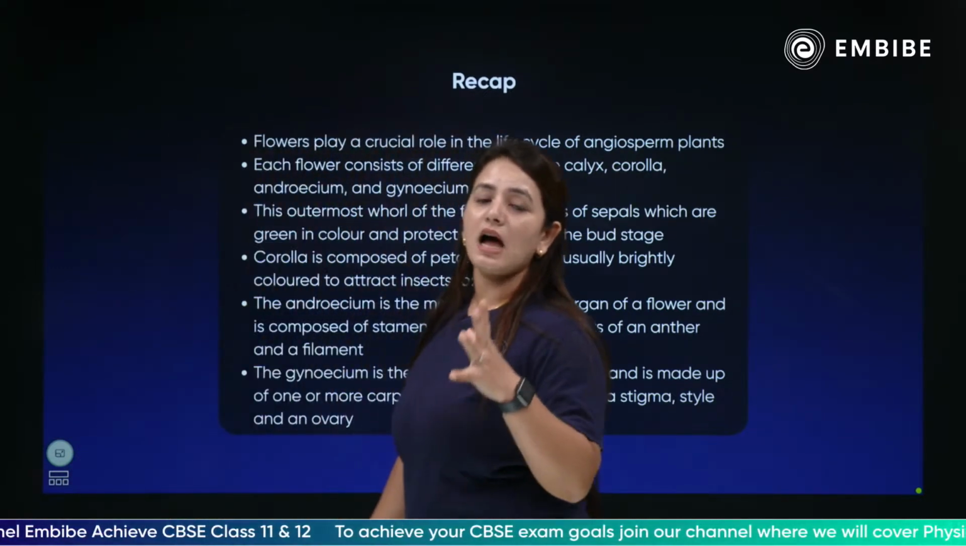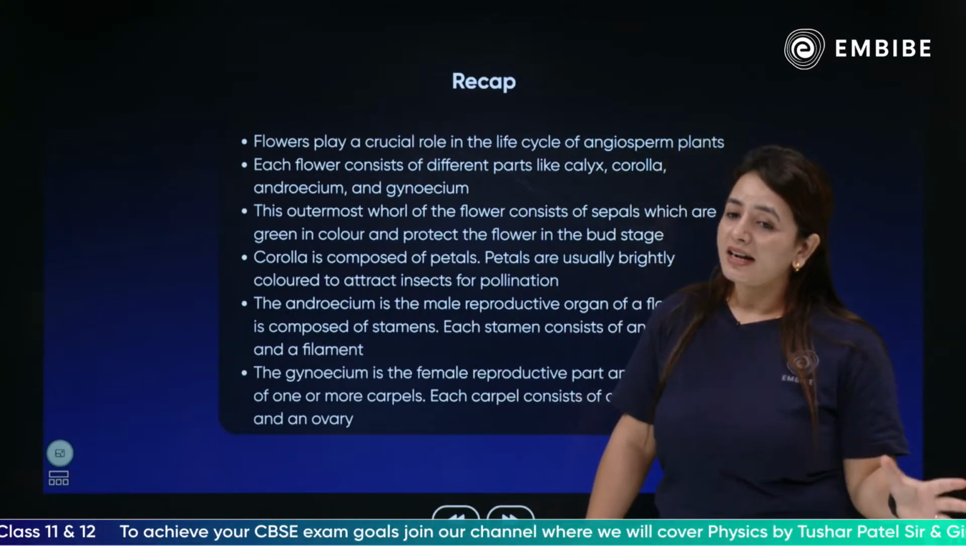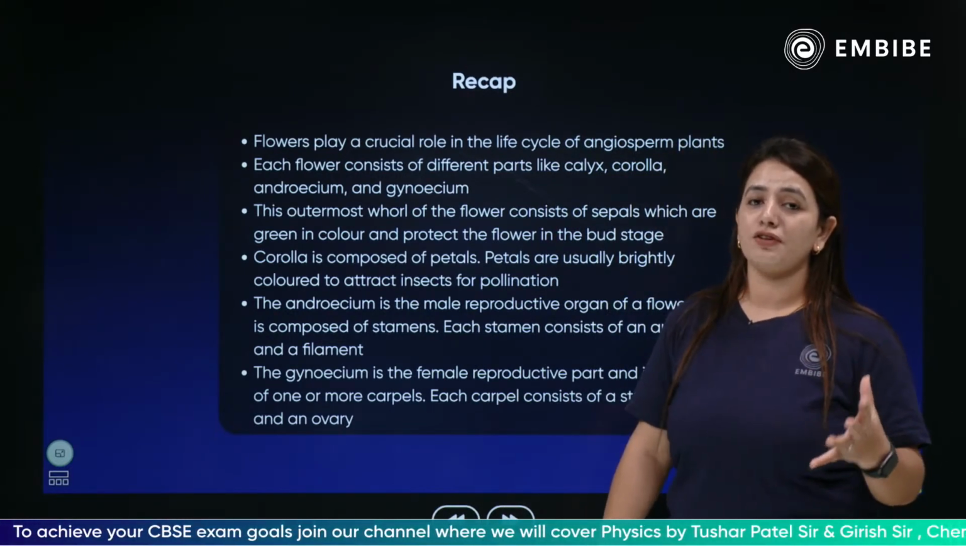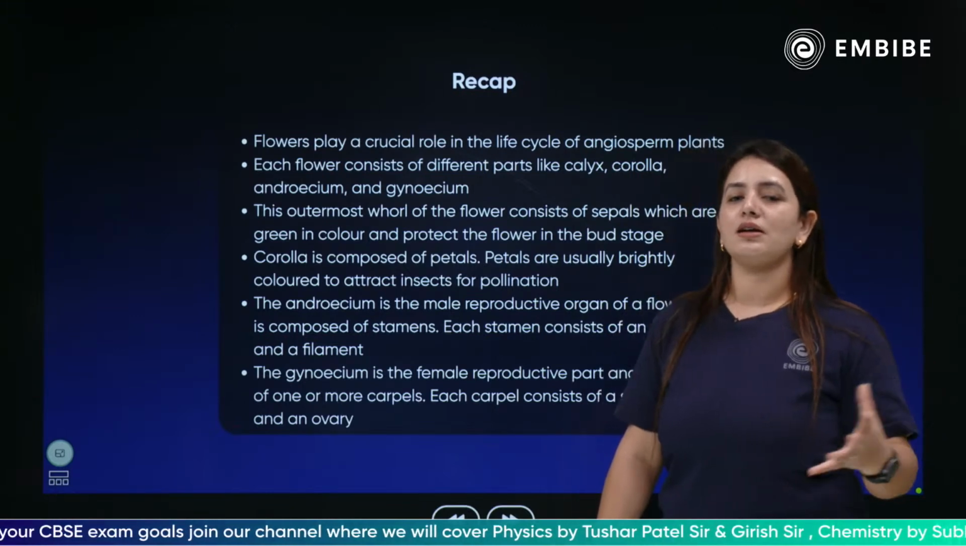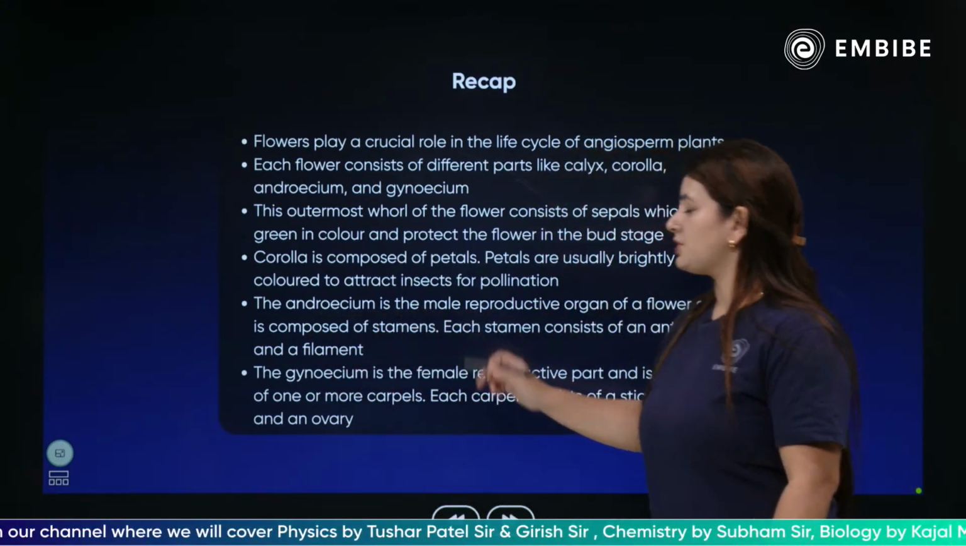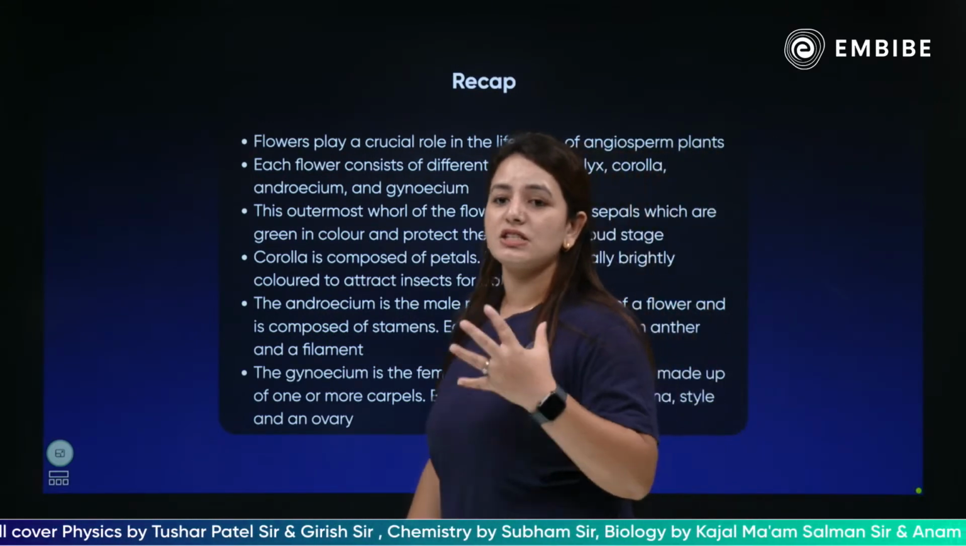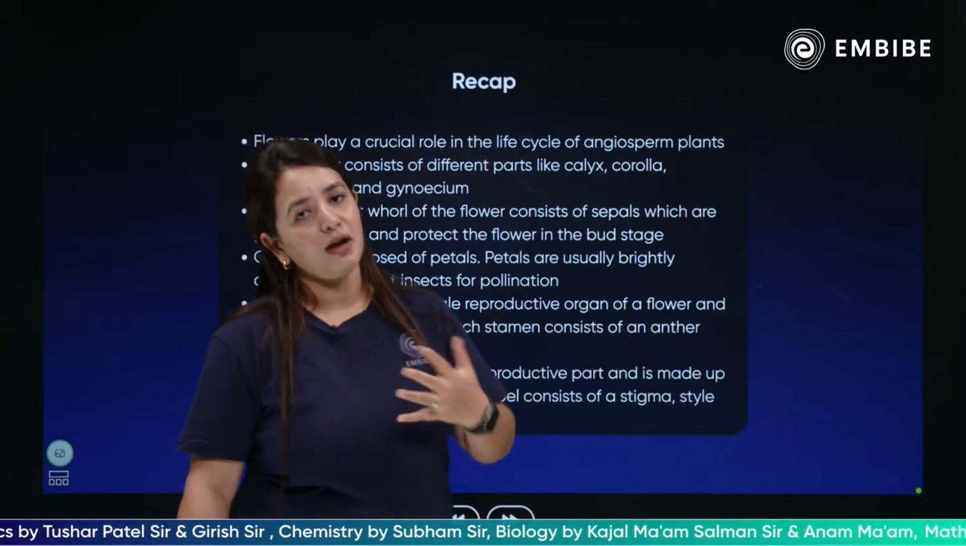Petals help in pollination because they are colored and attractive. Even you are attracted towards a flower because of its beautiful colors, nice smell, etc. And there is the androecium, which is the male reproductive part, composed of stamens, and each stamen has an anther and a filament.